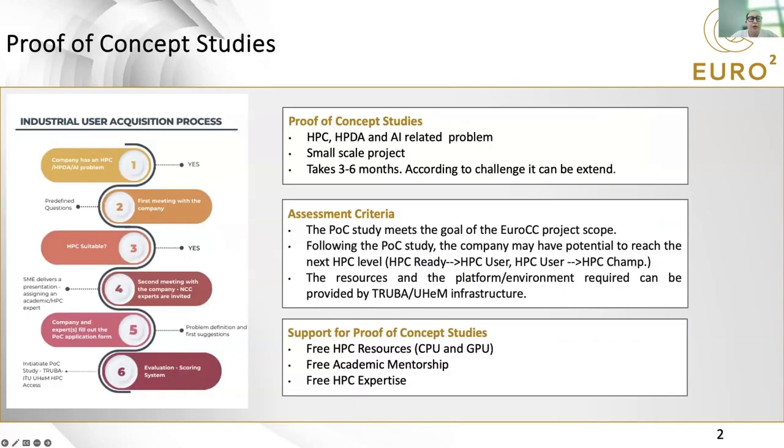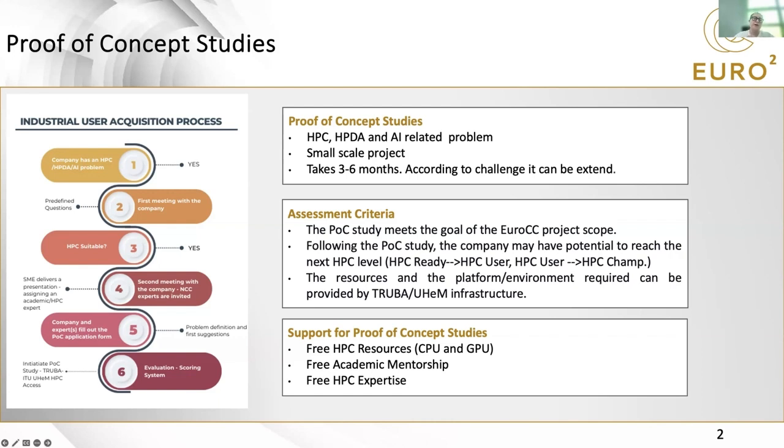Before talking about proof of concept study examples, I want to share with you our proof of concept study process. According to our definition, this is a small scale project taking between 3 and 6 months according to the challenge. We can extend the time also. How the process starts: if an SME has an HPC, HPDA, or AI related problem, we organize a meeting. In these meetings, we explain what the EuroCC project is, and we direct them to predefined questions. According to their answers, if their problem or needs are HPC suitable, we organize a second meeting.